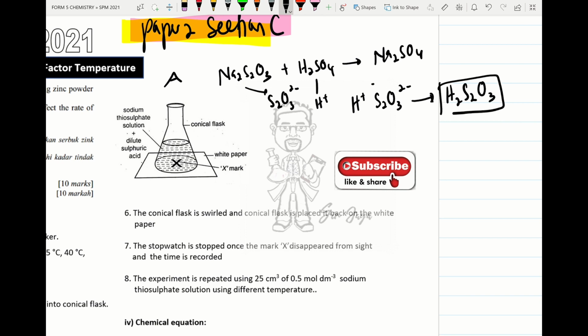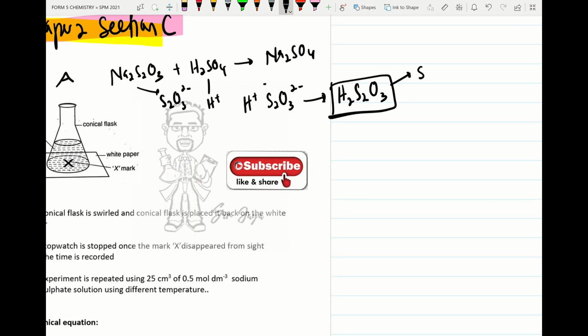H2S2O3. This is an unstable compound. It will rearrange to produce sulfur, yellow precipitate, sulfur dioxide, and water. So here we put sulfur, sulfur dioxide, and water. Please remember the observation we will get: a yellow color precipitate. All right, so observation, yellow color precipitate.